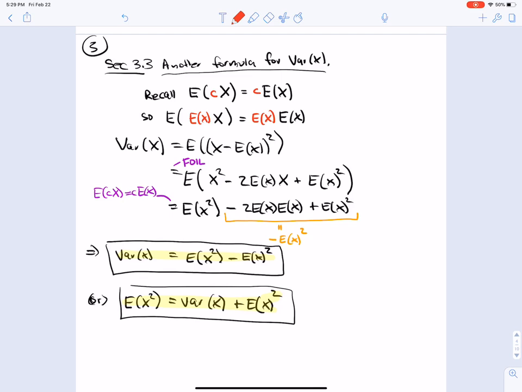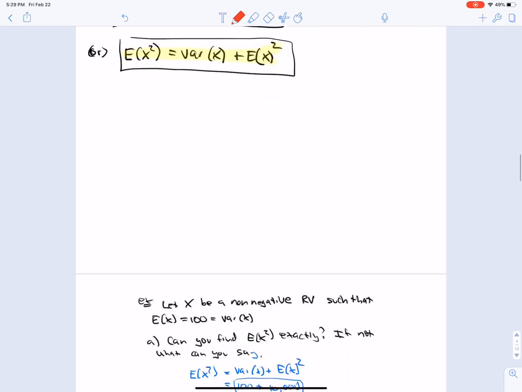Now you distribute the expectation, so we get expectation of X squared minus, now we pull out the 2 expectation of X, because that's a constant, so we get 2 expectation of X times expectation of X, and then plus expectation of X squared, because that's just a constant squared. Then we have minus 2 expectation of X squared plus expectation of X squared, which is just minus expectation of X squared. So that gives us this alternate formula for variance, and hence a formula for what the expectation of X squared is in terms of variance and the mean.